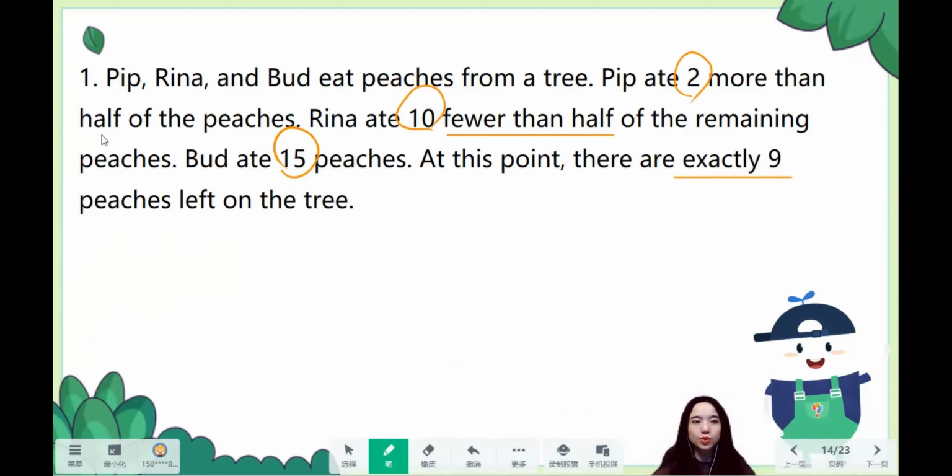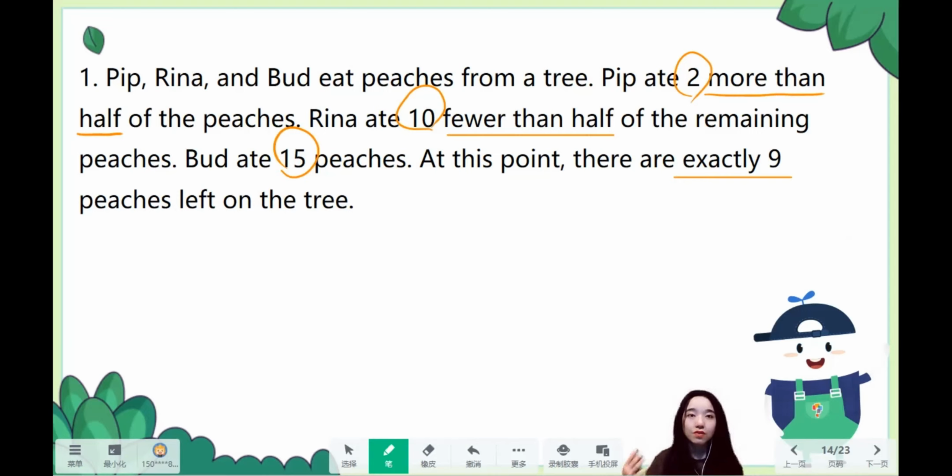If we want to know how many peaches were there on the tree in the very beginning, what shall we do? This time, it's a bit different from the ordinary questions. We don't know how many peaches were there at first, but we know the result. So, in other words, when we know the result and want to solve the original amount, we need to work backward. It's much different from the usual questions.